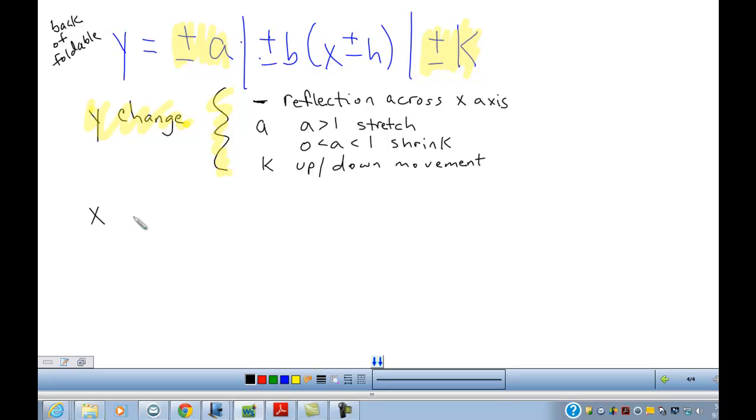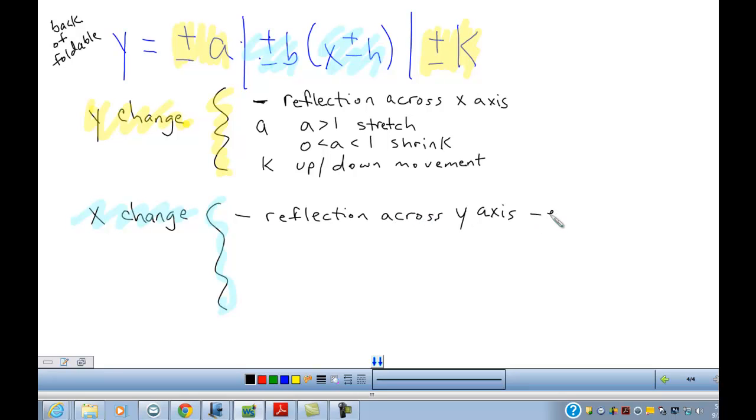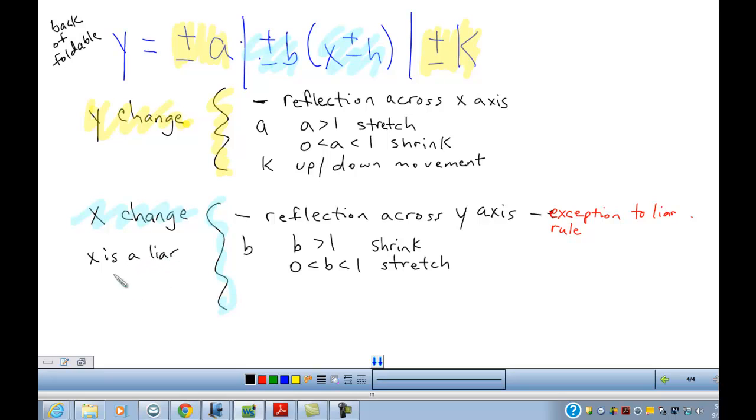Now let's talk about x changes. If we have a minus sign inside the absolute value, it's a reflection across the y-axis. Remember, this is an exception to the liar rule. If b is greater than 1, then this is a shrink. If 0 is less than b is less than 1, we have a stretch. Remember, our liar rule says that x is a liar, so we want to go the opposite of the way we think. And h is our right-left movement, or left-right movement.